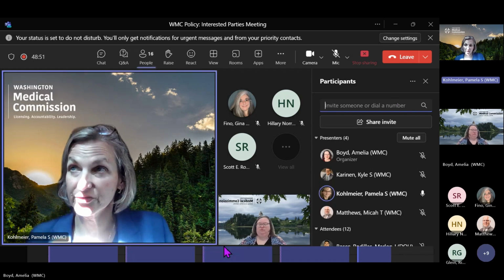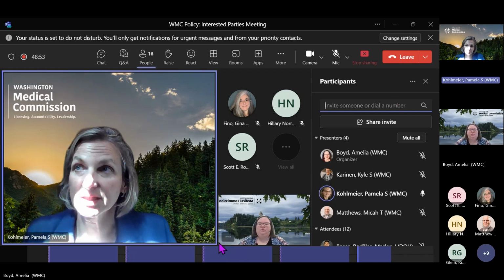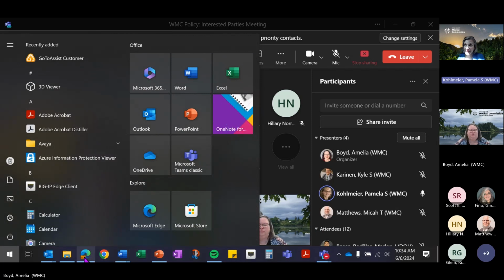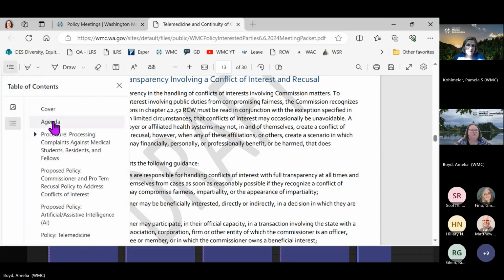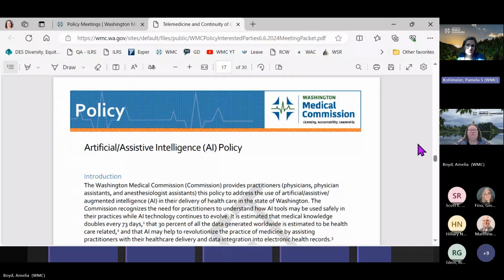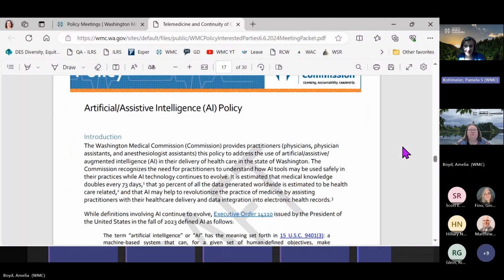This one too, we also want a lot of input because it's a brand new policy draft. And this one has to do with something that I am not the IT guru among the staff about. It's on artificial intelligence, also assistive intelligence technology. Having a policy is pretty cutting edge in the fact that the FSMB just a month or maybe two ago published some guidance on it.